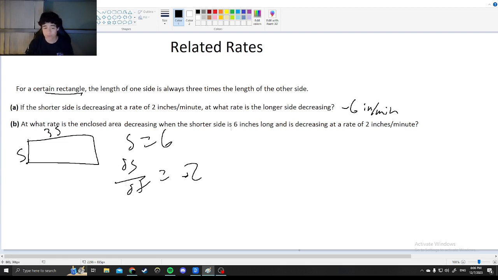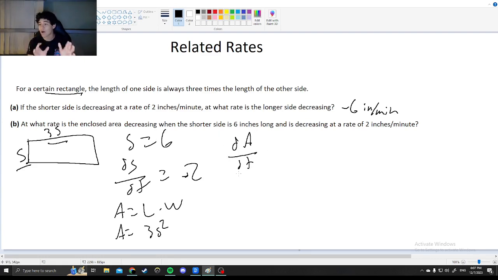And what are we looking for? We're looking for the change in area over the change in time, right? dA over dt. To find what the area function is, it's a rectangle, so you have length times width, right? Or in this case, s times 3s, because those are the length and width values. And if you multiply those out, you just get 3s squared. So our area function is 3s squared. So to find dA over dt, what do we got to do? Go ahead, pause it now here, try to solve it out, and I'll go over it. I'll give y'all 3 seconds. You better pause it right now.